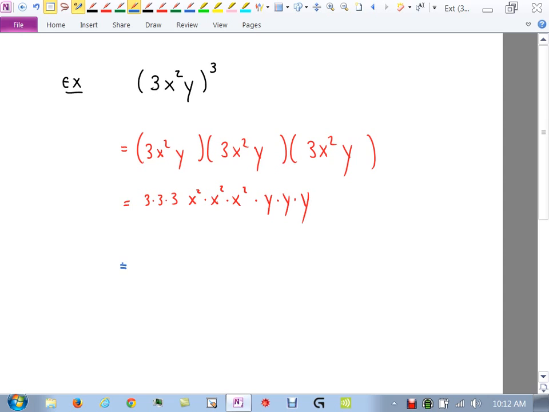But I want you to see something else, because I'm trying to get to a property for you. Do you agree that 3 times 3 times 3 is actually just 3 cubed? And that x squared times x squared times x squared is just x squared cubed? Do y'all see that? Isn't that what that meant? And isn't y times y times y, y cubed?